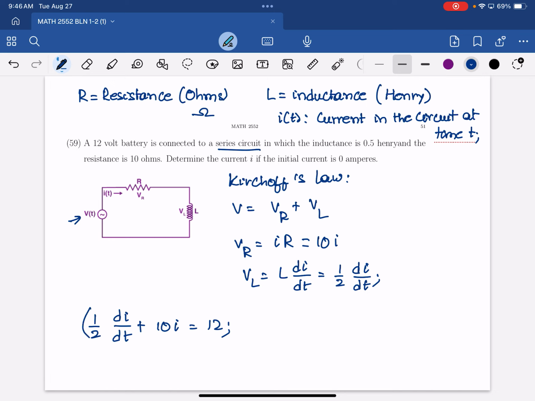Then you would multiply both sides by 2. So this will give you di/dt plus 20I equals 24, where my initial condition I of 0 is going to be 0. The initial current in the circuit is 0 amperes, right?